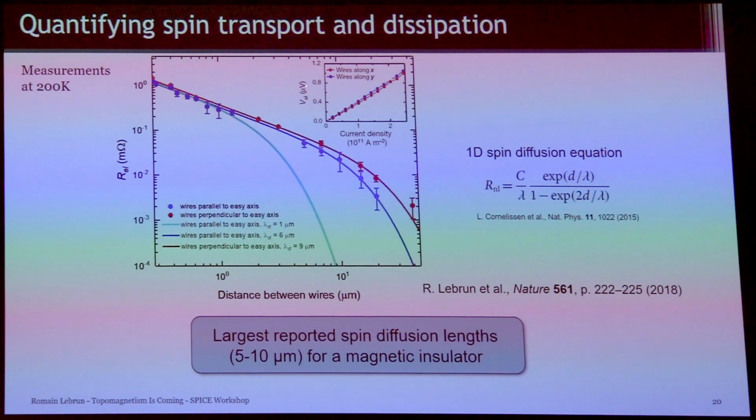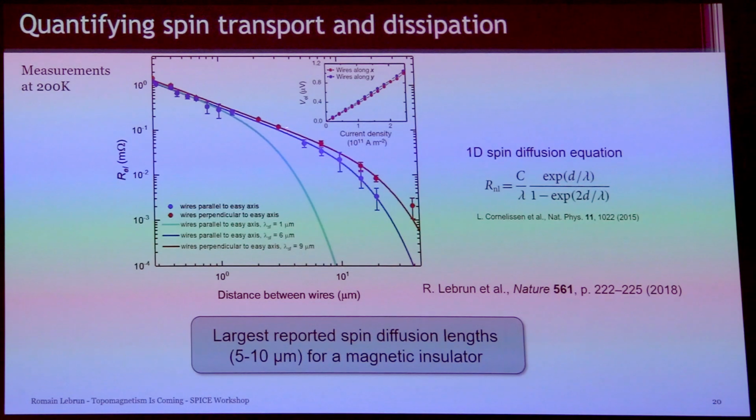It's also confirmed if we look at the amplitude of the signal as a function of the current that we apply in our platinum stripe. It's quite linear as a function of current. We don't see any threshold, so we are far from exciting coherent magnons in the system, but we just observe the propagation of these diffusive magnons.